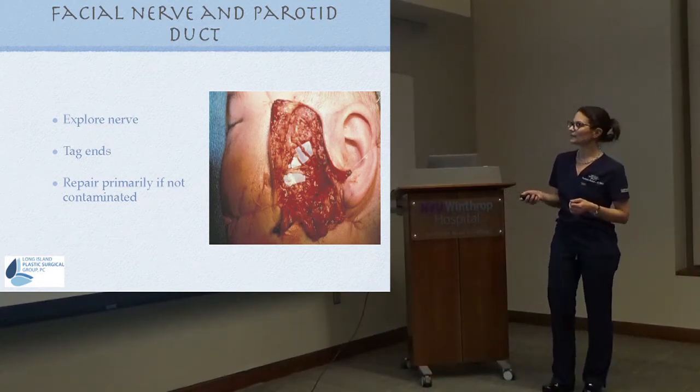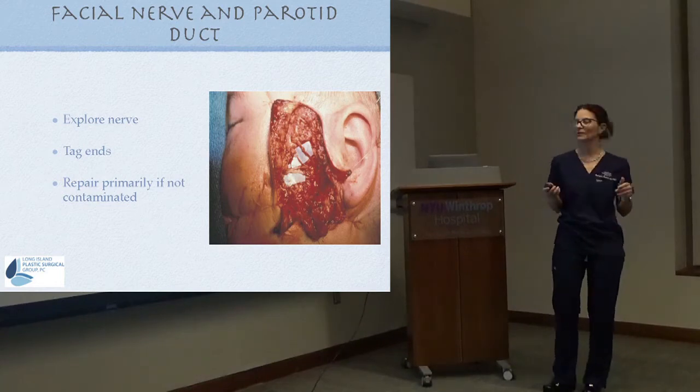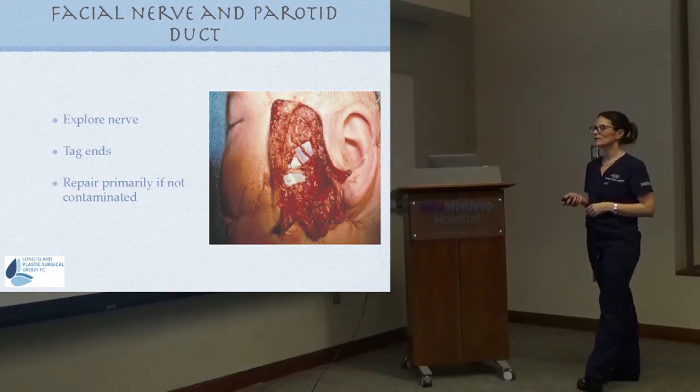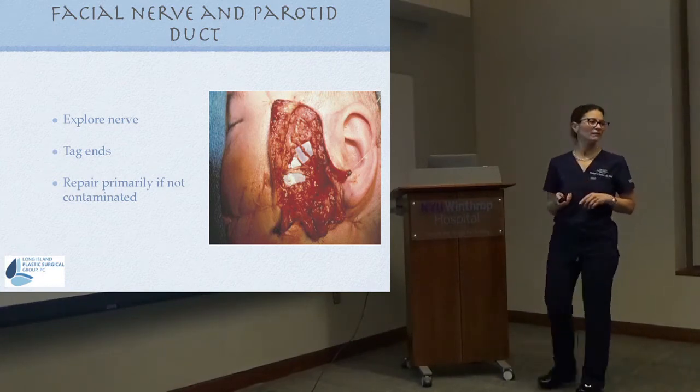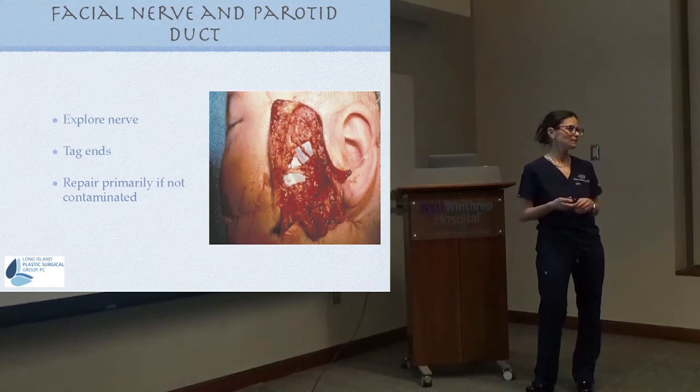It's only important to repair the facial nerve lateral to the canthus. Anything medial, they're too small, and there's a lot of redundancy, so you don't need to. So facial nerve injury lateral to the canthus, those need to be repaired, and only repaired if it's not contaminated. So if this is a horrible dog bite, contaminated, then you're not repairing it primarily, you're tagging them and then going back.